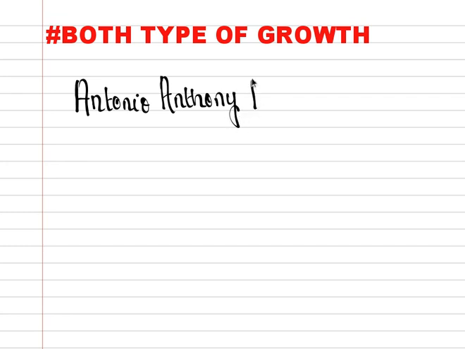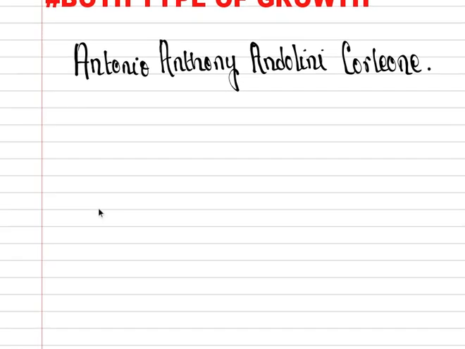And their surname was Andolini, and they were originally from a city in Italy called Corleone. So, these four words we have to remember for both type of growth. Well, it is absurd to remember four such words without any context. So, I am giving you a little bit of context also along with the trick to remember.